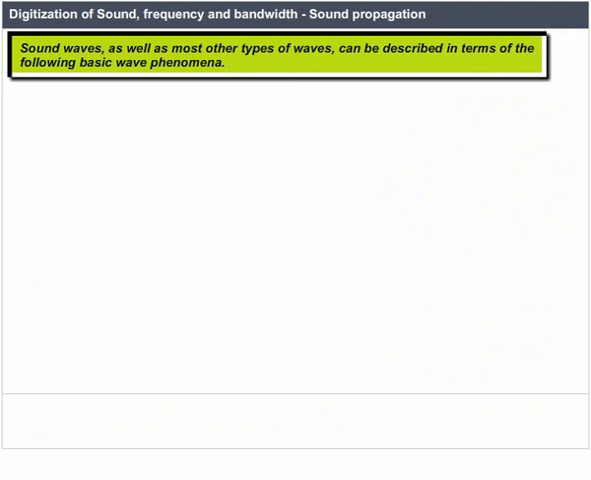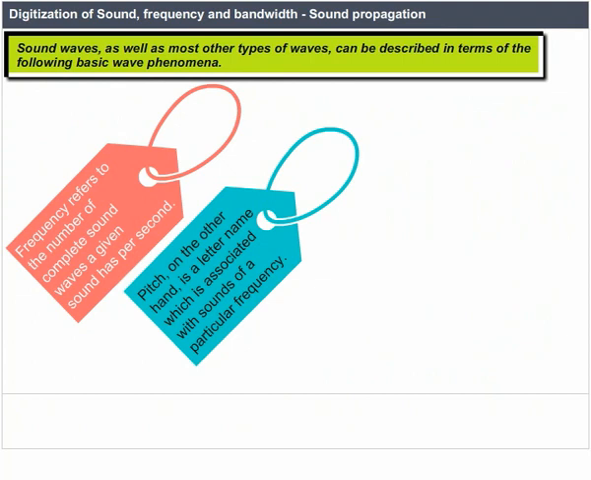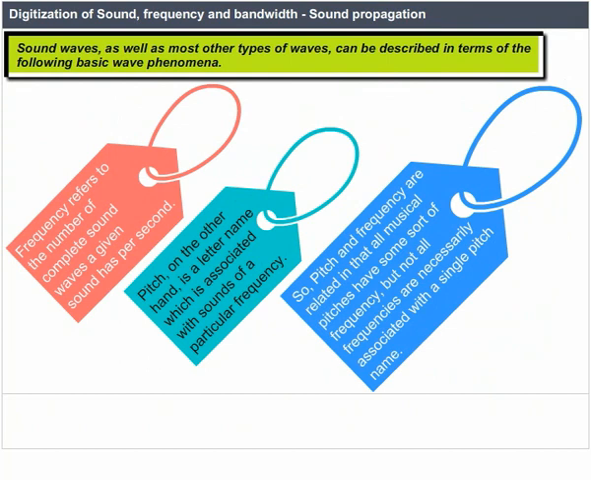Frequency refers to the number of complete sound waves a given sound has per second. Pitch, on the other hand, is a letter name which is associated with sounds of a particular frequency. So pitch and frequency are related in that all musical pitches have some sort of frequency, but not all frequencies are necessarily associated with a single pitch name.